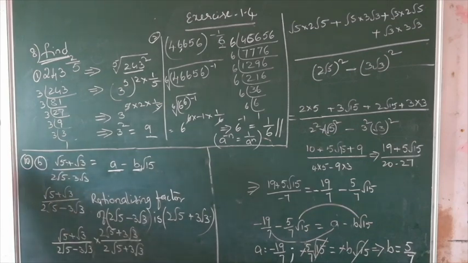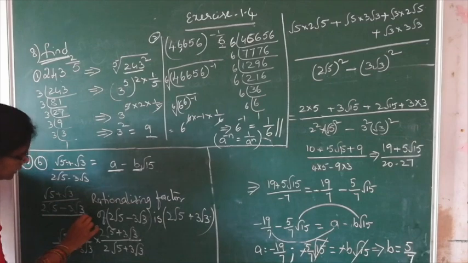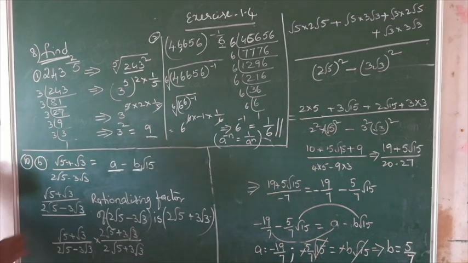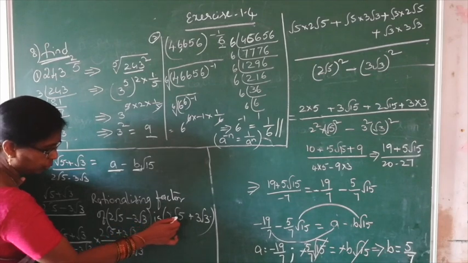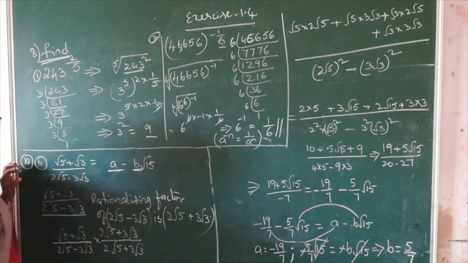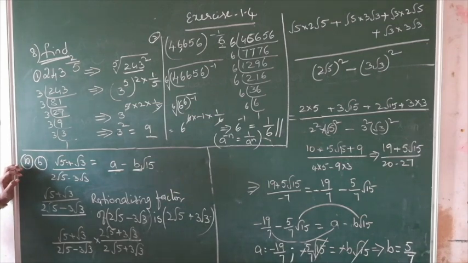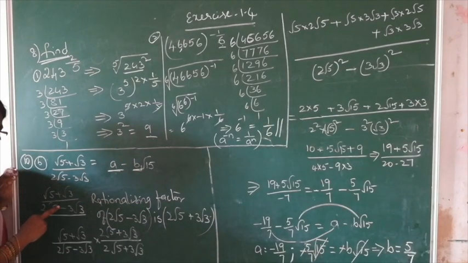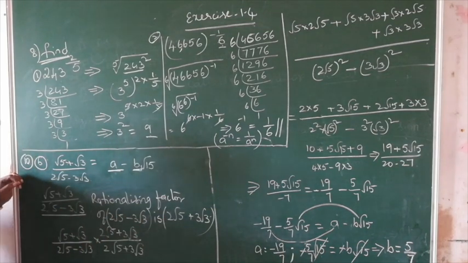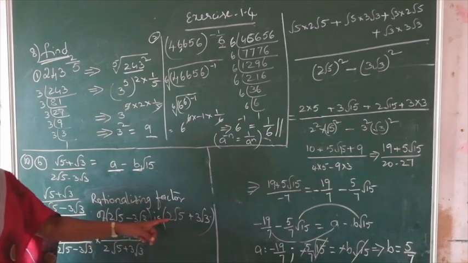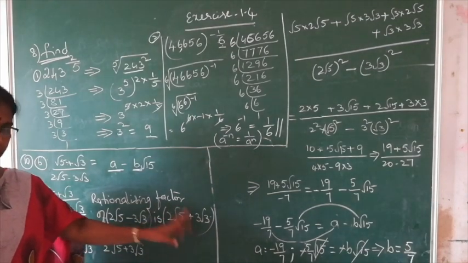Rationalizing means what? First we have to take the denominator's rationalization factor. Now the rationalizing factor of 2 root 5 minus 3 root 3 is 2 root 5 plus 3 root 3. Means the denominator must be changed into a rational number. That's why we have to take the opposite sign of the denominator. What is the sign here? Subtraction. Then we have to take addition. Now what is the rationalization factor? 2 root 5 plus 3 root 3.